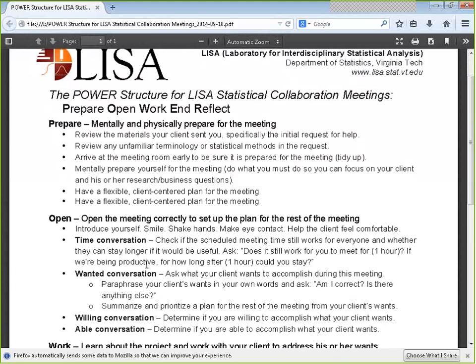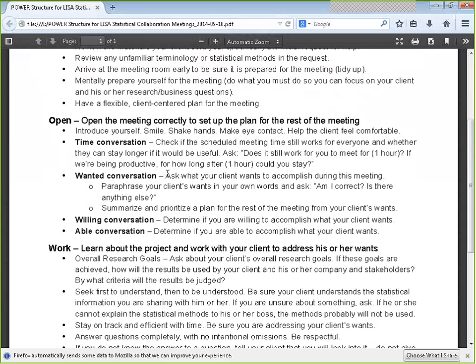So then right after the time conversation, you could say, great, so in the 55 minutes that we have left for today's meeting, what would you like to accomplish? So this is what we call the wanted conversation. You should ask what your client wants to accomplish during this meeting, because they have some specific reason that they wanted to talk to you. So ask what they want to accomplish and then paraphrase it. So say that back to them in other words.